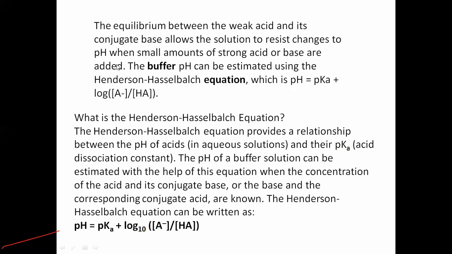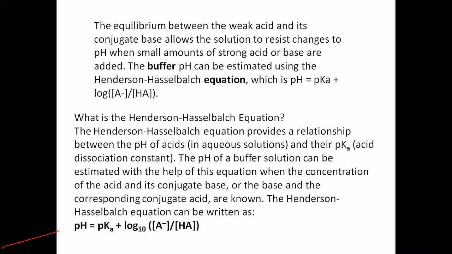So a mixture of a solution of a weak acid and its conjugate base will resist the change in the pH value when we add a small amount of strong acid or base. The presence of a weak acid and its conjugate base will not allow the solution to change its pH value. This phenomenon of resistance to change in the pH value is known as a buffer solution.